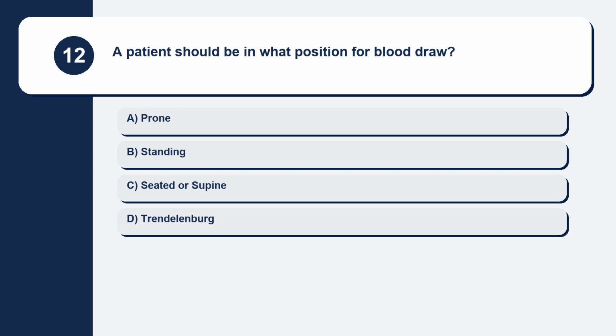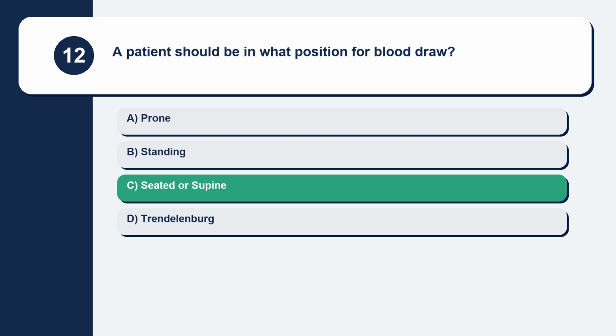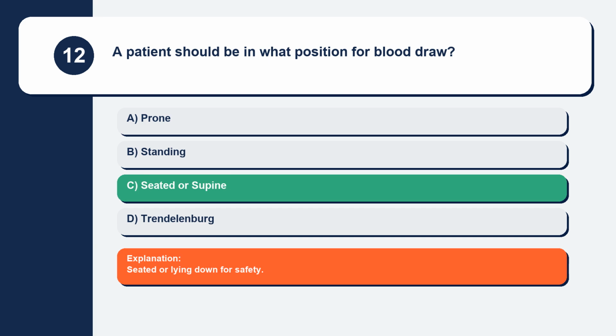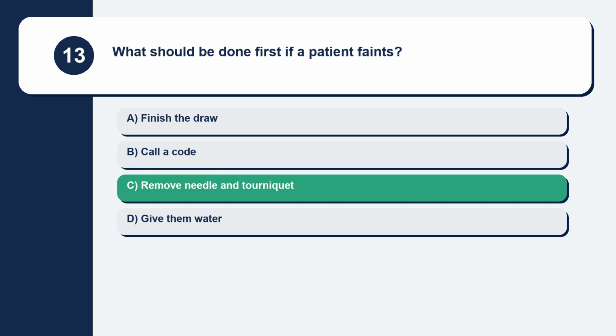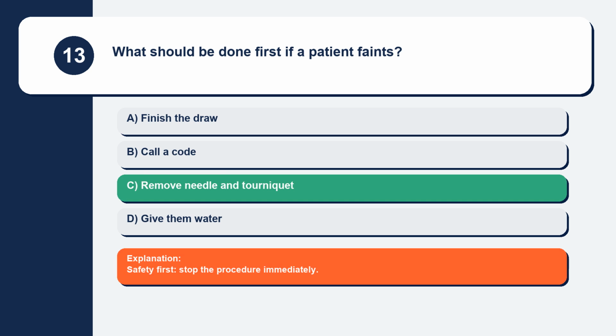Question 12. A patient should be in what position for blood draw? Prone, standing, seated, or supine? Trendelenburg. Seated or lying down for safety. Question 13. What should be done first if a patient faints? Finish the draw, call a code, remove needle and tourniquet, or give them water. Safety first, stop the procedure immediately.